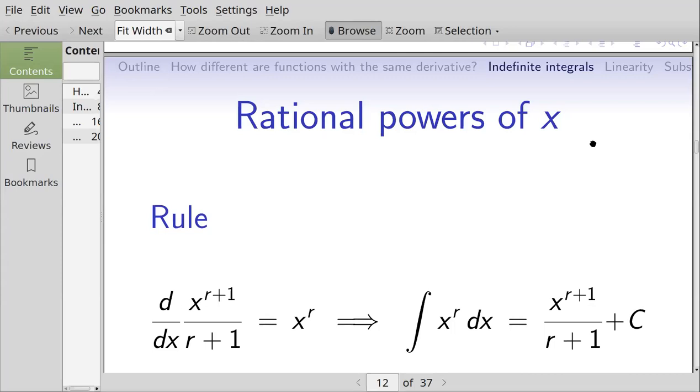Okay, so that means if I run this rule backwards, the integral of x to the r dx: what function, when I took its derivative, gave me x to the r? Well, x to the r plus 1 divided by r plus 1. And if I add a constant to that, that doesn't change the derivative, right? I still get the derivative x to the r. So the full answer is x to the r plus 1 divided by r plus 1 plus c, where c stands for an arbitrary constant.